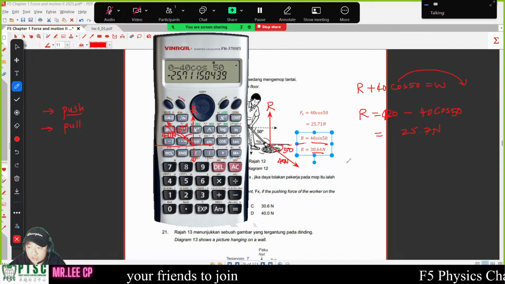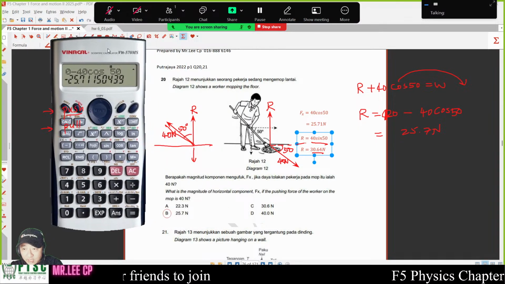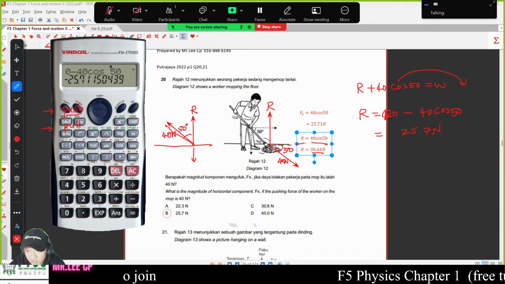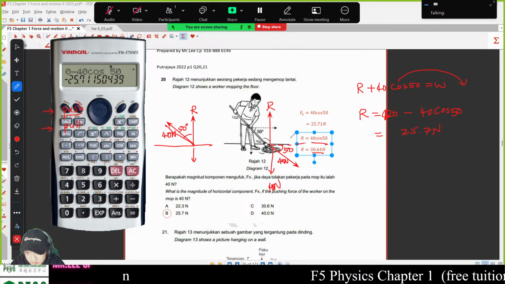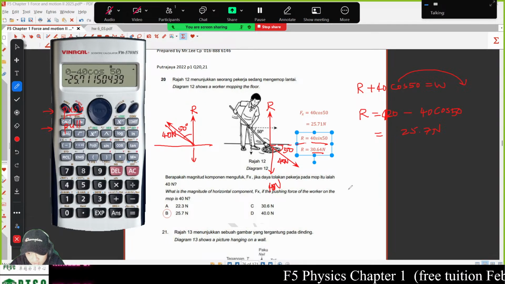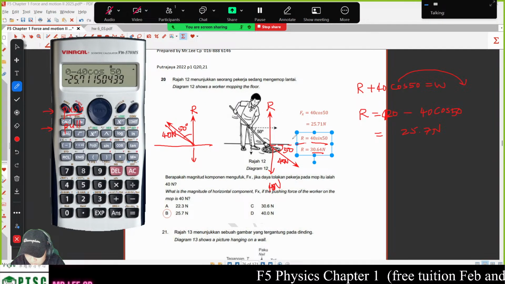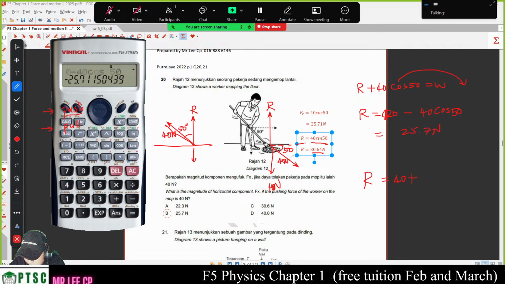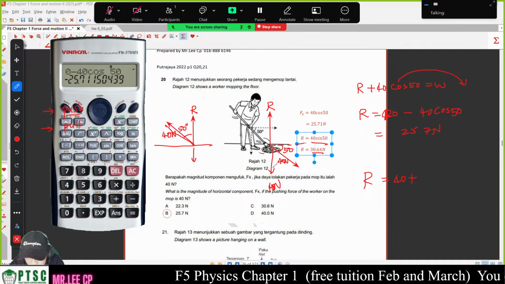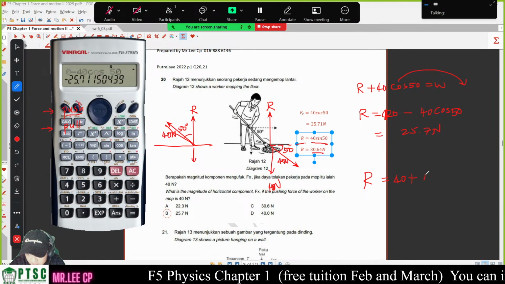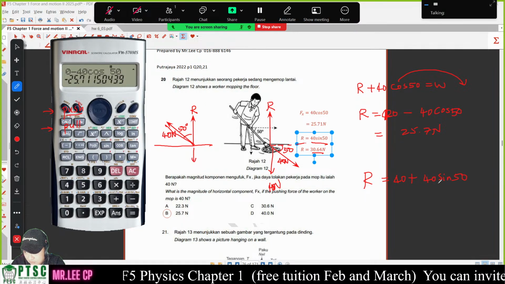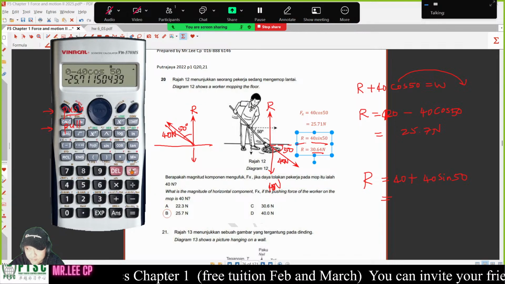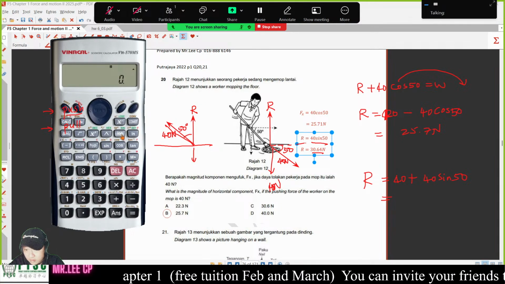How about this one? This one I want to add in the weight, because this one also has weight. So I add in the weight. The weight is going down, as I told you, it is 40. So the one going up is R, and the one going down is 40 plus this one, sine 50. This one is not cos 50, it is sine 50. 40 sine 50. So you see the difference.